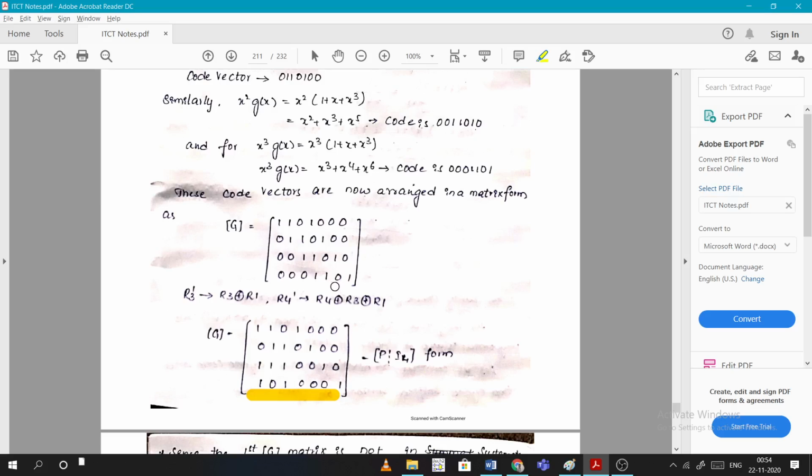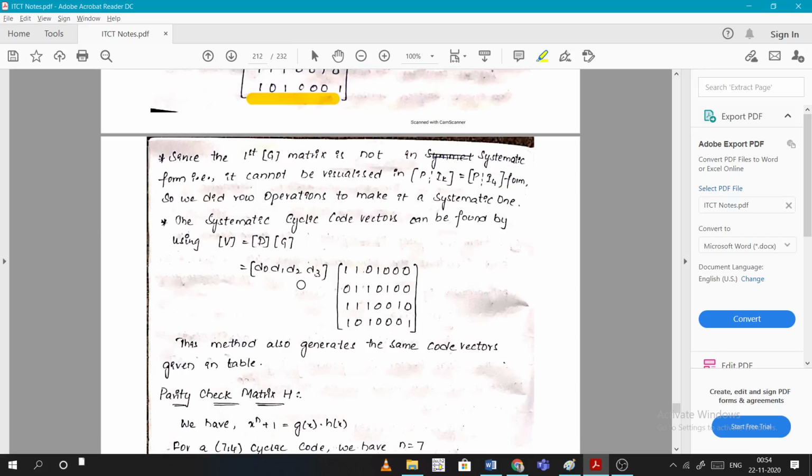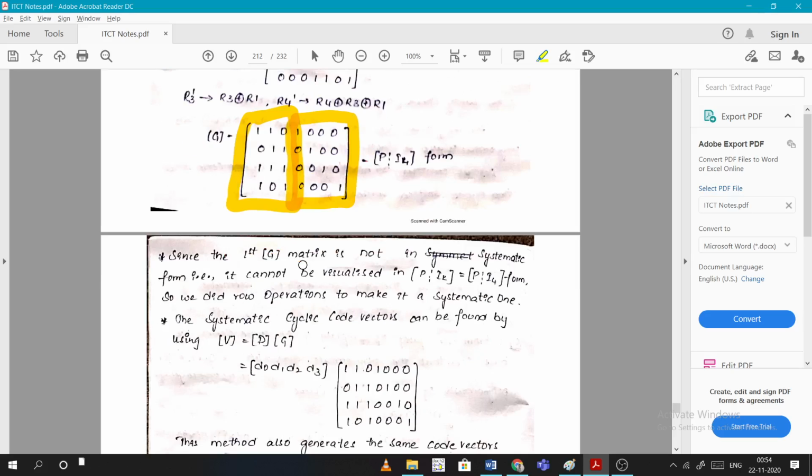Sometimes if I do an XOR operation with only one row, it might convert, so we need to choose the best row. Now coming to what happened, this code was converted. Now you can identify the identity matrix, this one. The remaining matrix is called the parity matrix, right? This matrix is the parity matrix.